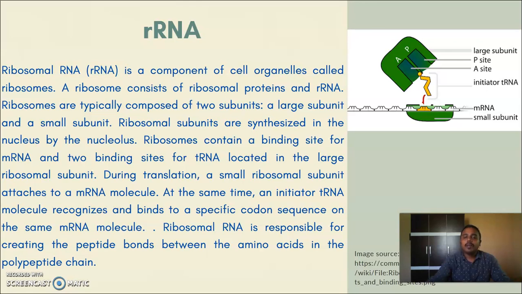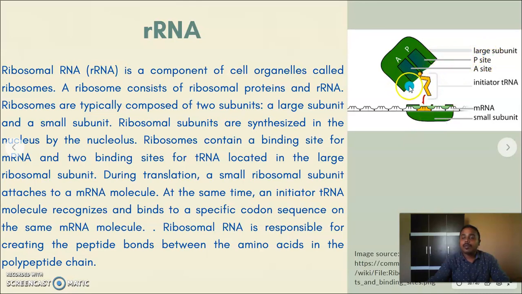Ribosomes contain a binding site for the mRNA. So in the previous slide we have seen about mRNA. Once the mRNA gets matured and leaves the nucleus, it reaches the cytoplasm where it meets the next type of RNA, that is rRNA. So this rRNA has sites. We can see in this image, P site, A site.